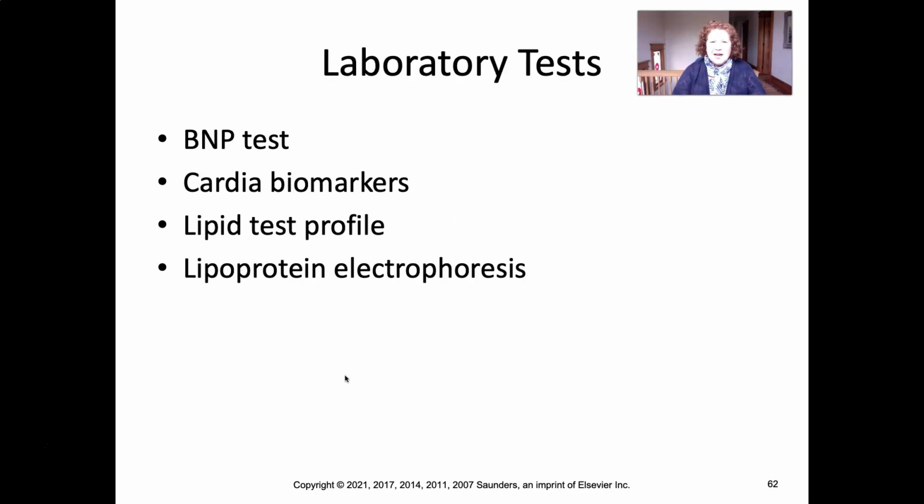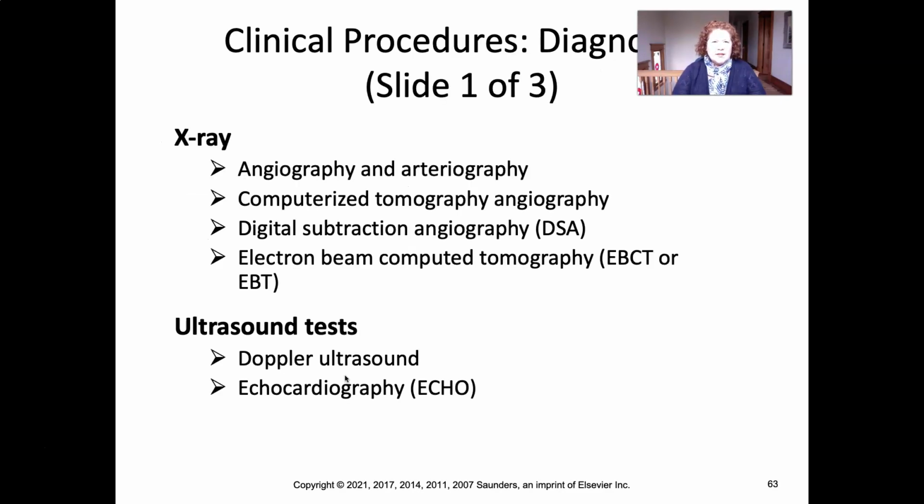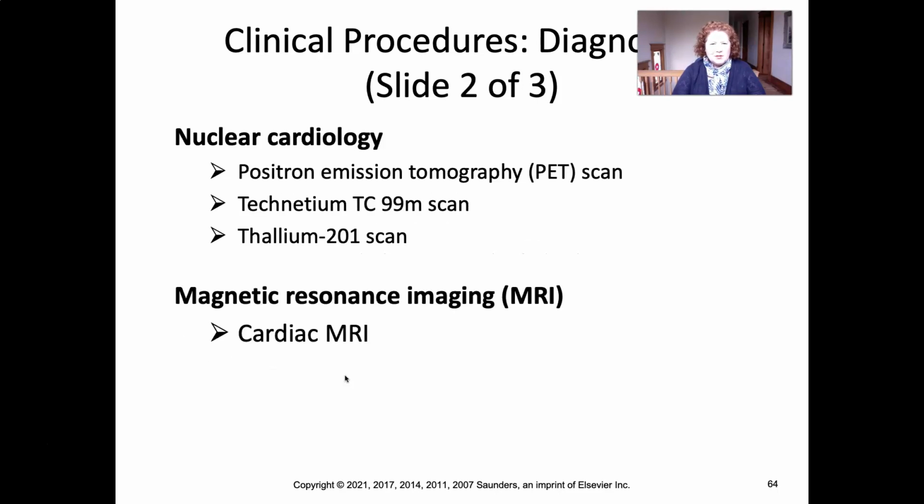All right, lab tests. There's something called a BNP test, cardiobiomarkers, lipid test profile, lipoprotein electrophoresis. Those are all lab tests that can be ordered to study cardiac enzymes or cardiac activity and things like that. There are definitely diagnostic imaging tests that are used, everything from x-rays to ultrasound to CT, MRI, all of those types of things.